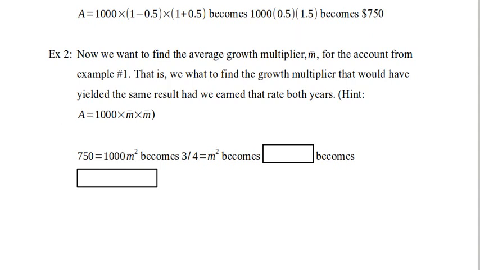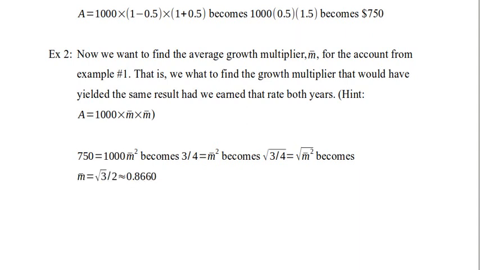And now, of course, we need to undo the square, so we're going to take the square root of both sides. Now that'll give us m bar by itself. The square root of 3/4, well, division inside of a radical can come outside, so that leaves us with the square root of 3 over the square root of 4. The square root of 4 is, of course, 2, so that leaves us the square root of 3 over 2, and we put that into a calculator and round it to 4 decimal places. Now we know what growth multiplier would have resulted in a change from $1,000 to $750 in 2 years.